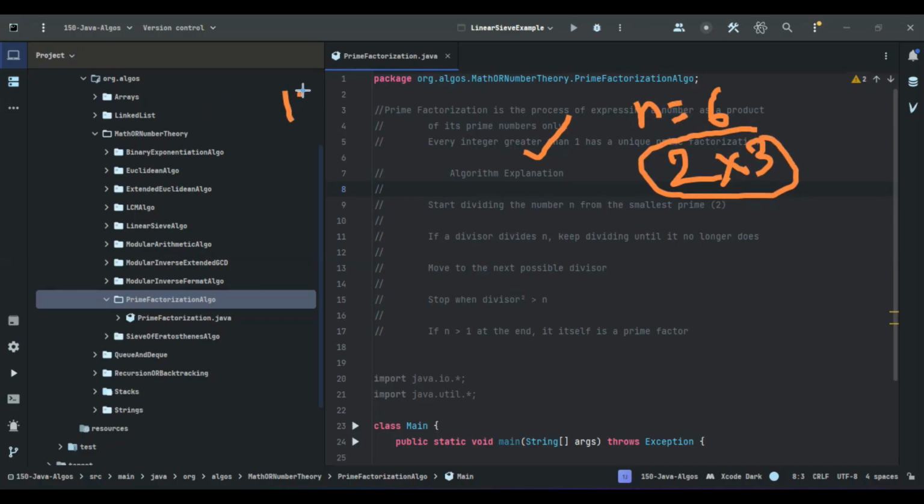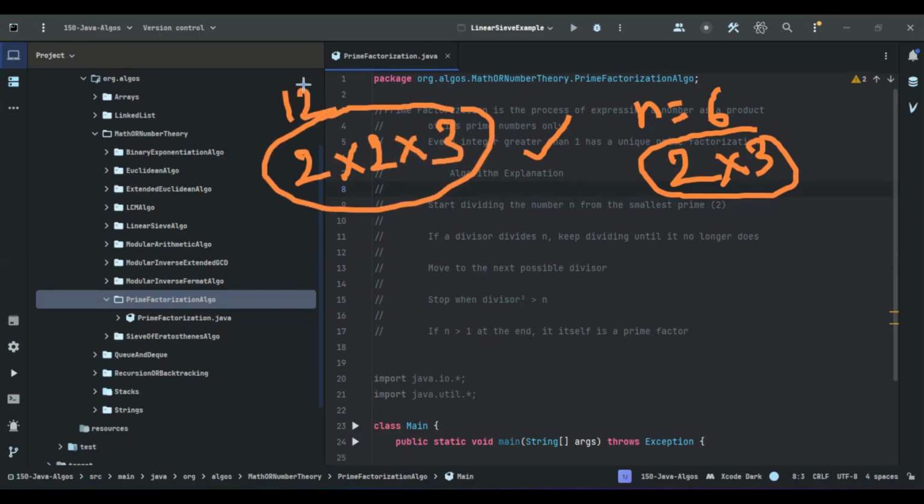Suppose we consider 12. We can go with 2 into 2, 4, 4 into 3, 12. So this is the prime factorization, when n equals 12. So this is it for the definition part. Let's see the algorithm explanation.